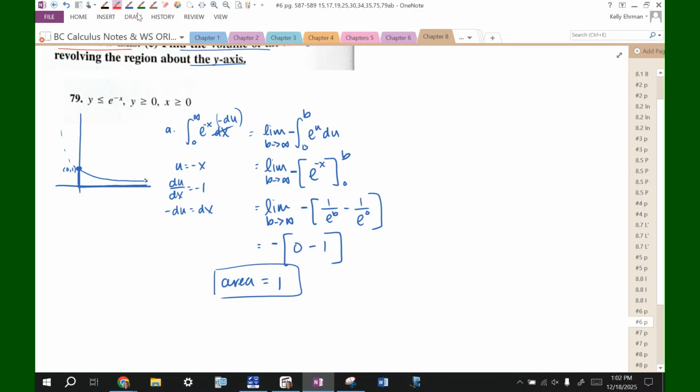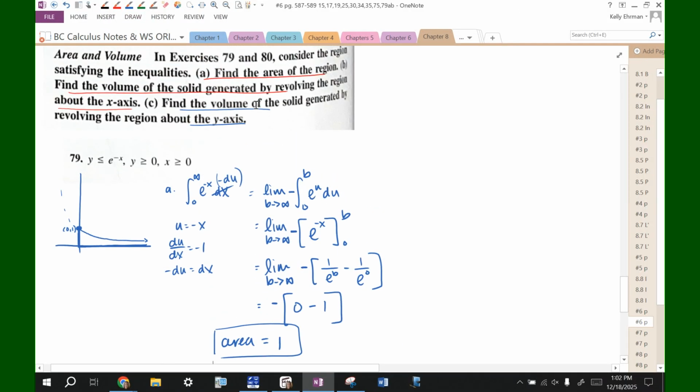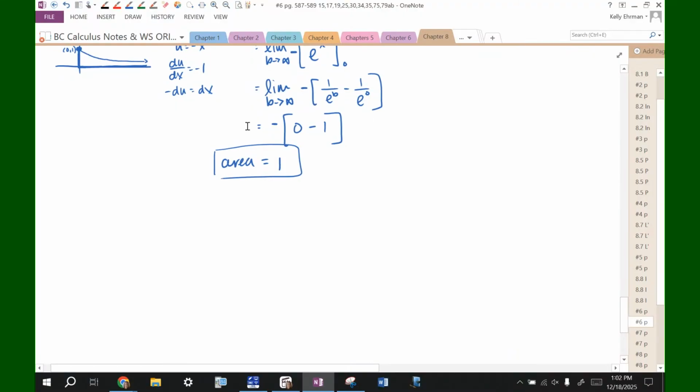For part B, we are revolving the region about the x-axis. I still like to have a sketch. So here's my little representative rectangle. It's got R. And if we rotate this around the x-axis, we get some sort of funnel-looking shape. So the radius of revolution is top minus bottom. Top is e to the negative x minus the axis of revolution, which is just 0. And remember, volume is pi integral from a to b of r squared dx if we're just using disk method. There's no washer here.